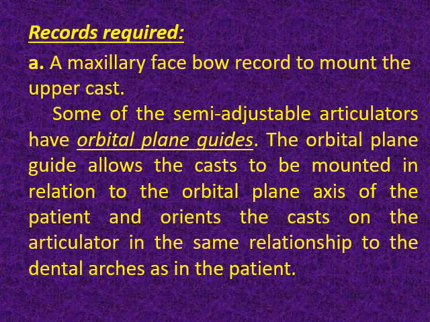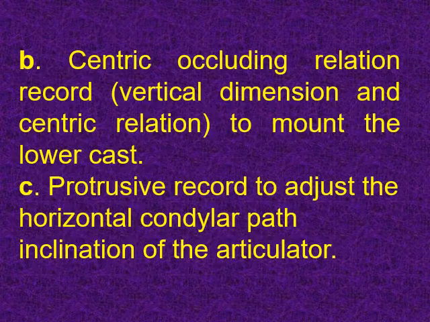Records required for the semi-adjustable articulator: number 1, maxillary face bow record to mount the upper cast. Some of these semi-adjustable articulators have orbital plane guides. What do you mean by orbital plane? Orbital plane guides allow the cast to be mounted in relation to the orbital plane axis, or infraorbital foramen, or axis for the patient, and to orient the cast on the articulator in the same relationship to the dental arches as in the patient.